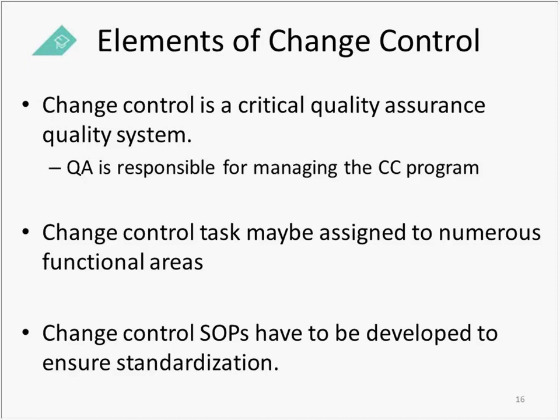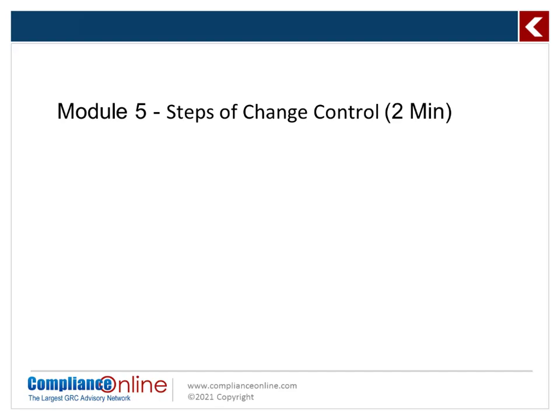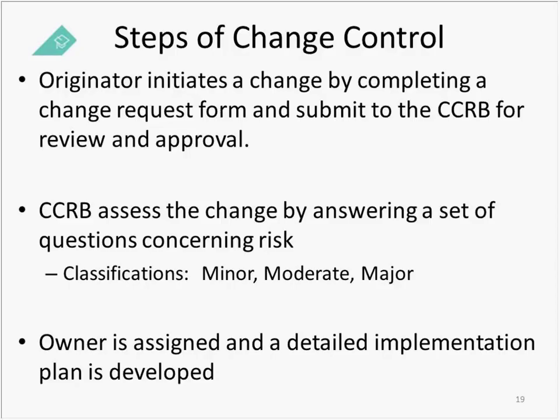But your change control SOPs have to be developed to ensure the originator initiates the change by completing the change request form and submits that to the CCRB. Then the CCRB is responsible for answering a set of questions to help them determine the risk level associated with this change. Usually classifications are minor, moderate, and major. And the owner is assigned and a detailed implementation plan is developed.